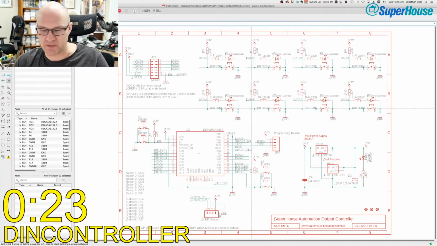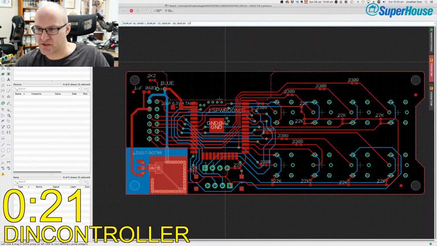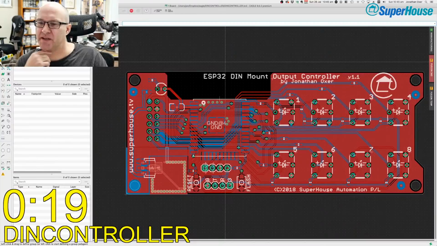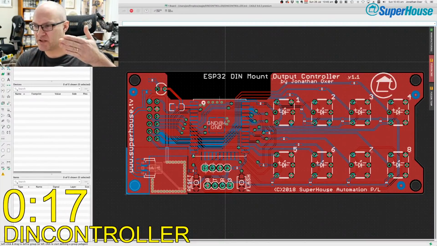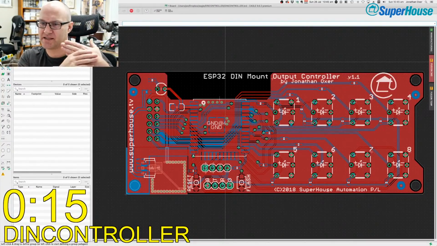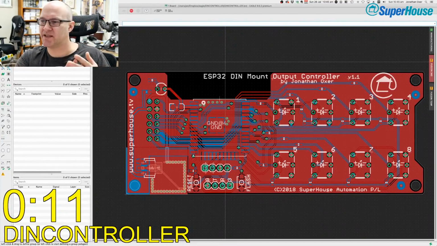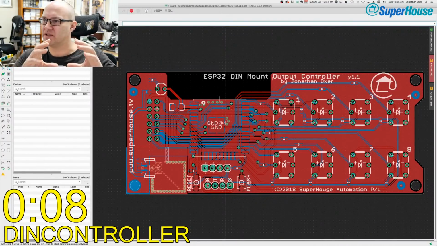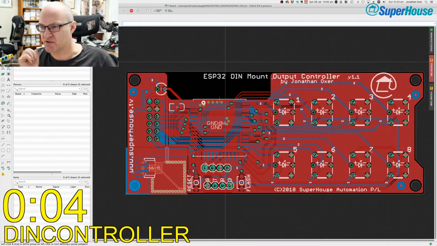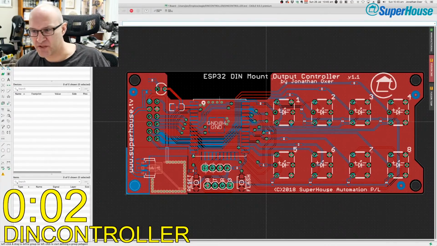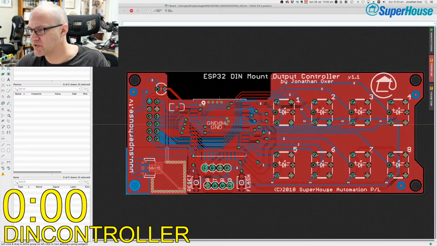So there are 2 PCBs. The top one is this one, which provides the user interface, and it sits in the front of the DIN rail case and has the ribbon cable that goes down to the mains PCB, which has got 8 relays on it and a power supply. So the whole thing plugs into a DIN rail mount inside a switchboard and gives you 8 switched outputs controlled by an ESP32 using MQTT or whatever you want to do.